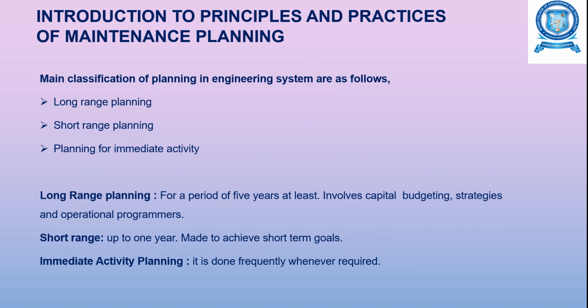So what is long-range planning? It is for a period of at least 5 years, and involves capital budgeting, strategies, and operational programmes. Short-range planning is up to 1 year, and is made to achieve the short-term goals alone. Immediate activity planning is done frequently whenever required.